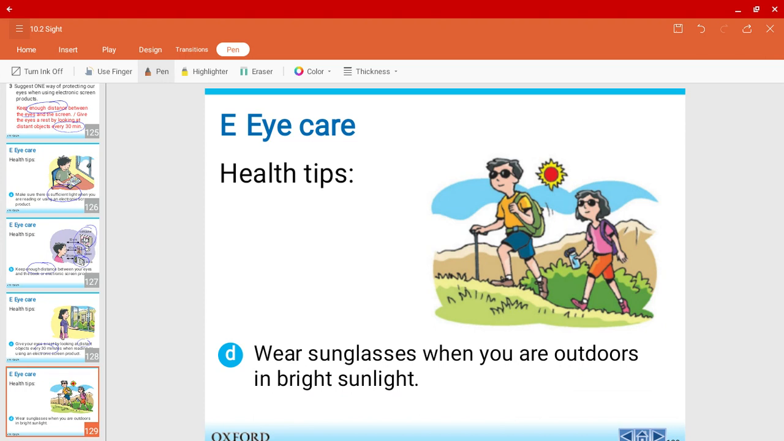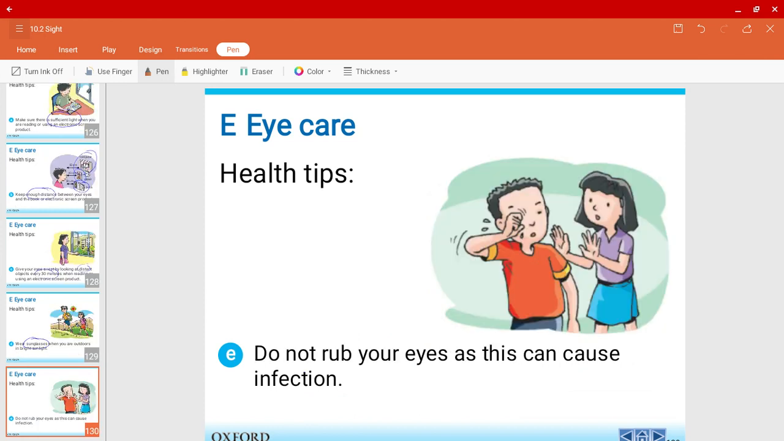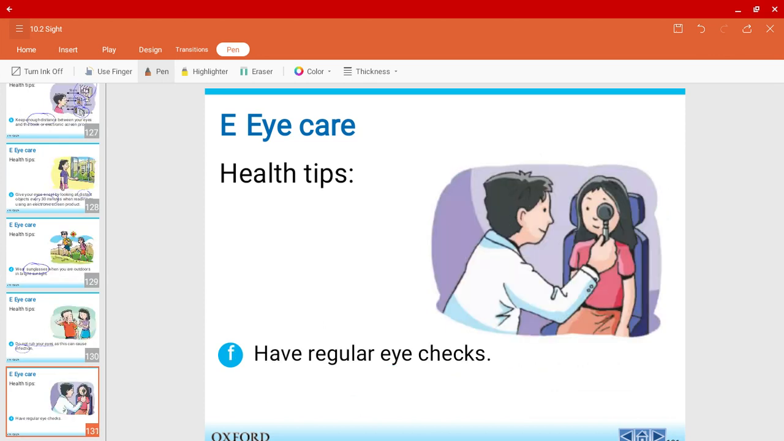When you're outdoors in very bright sunlight, make sure you're wearing sunglasses. And also, please do not rub your eyes. This may cause some infections. And finally, from time to time, make sure you're having your regular eye checkups.